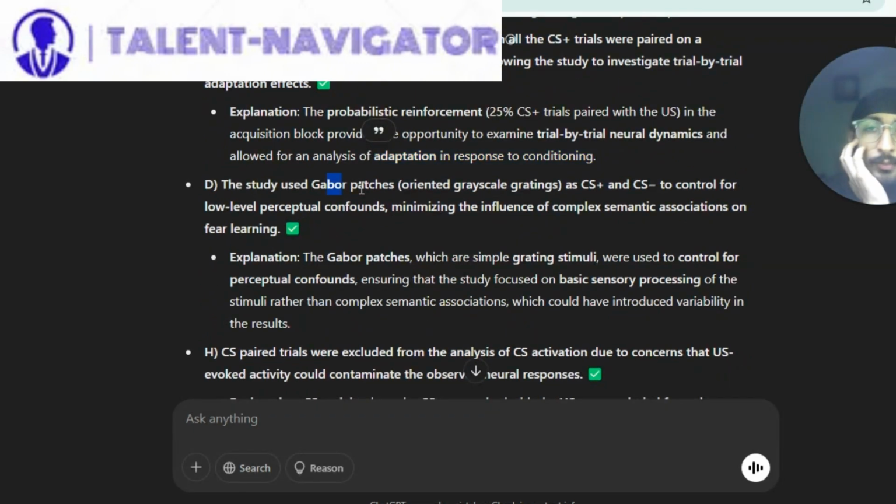The study used Gabor patches, oriented grayscale gratings, as CS plus and CS minus to control for low-level perceptual confounds, minimizing the influence of complex semantic associations on fear learning. Explanation: the Gabor patches, which are simple grating stimuli, were used to control for perceptual confounds, ensuring that the study focused on basic sensory processing of the stimuli rather than complex semantic associations, which could have introduced variability in the results.